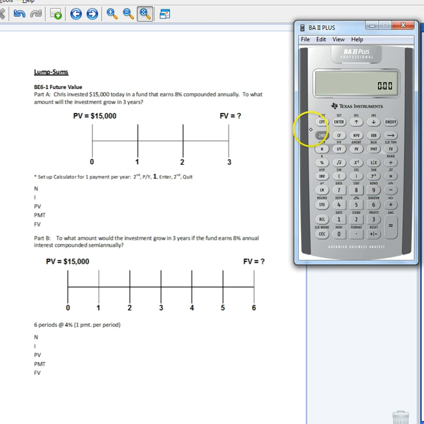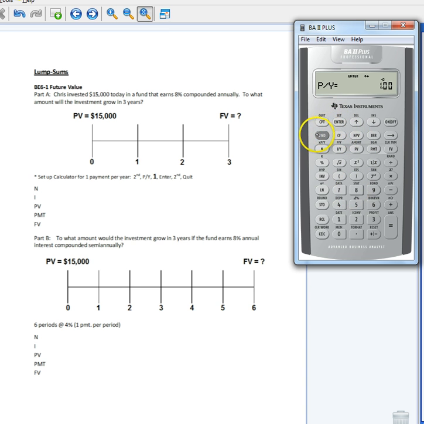So in order to do that, hit your second key, then go down to here to P/Y. Once you hit the second key, that's really a toggle key. So what's I/Y now becomes this P/Y. So that's going to be payments per year. I've already got mine preset. Yours may say 12 here. So if it does, hit 1 and then hit enter.